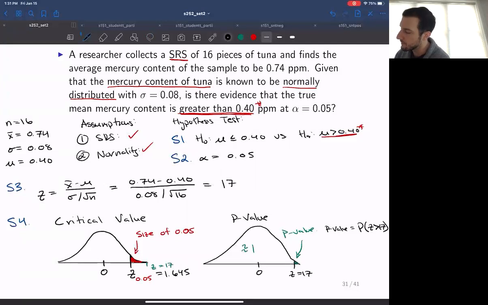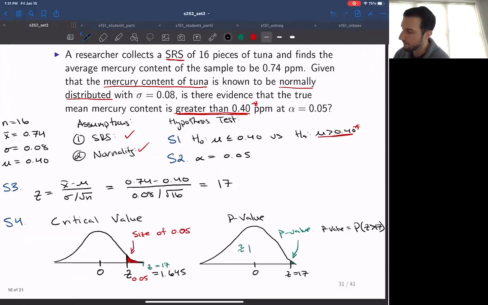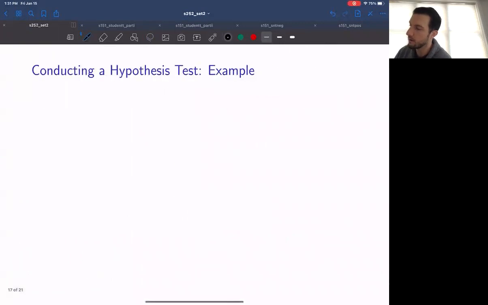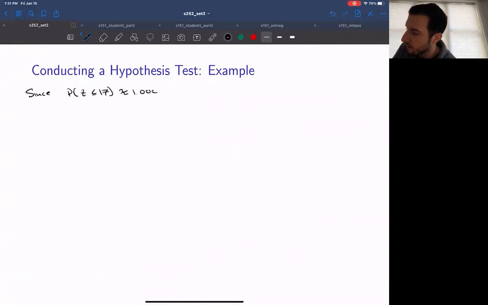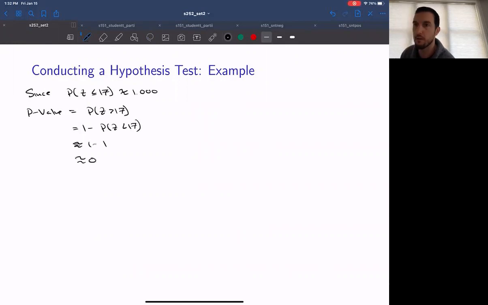The p-value, let me just write this on the next slide. Since the probability that Z is less than or equal to 17 is approximately equal to 1, the p-value, which is the probability Z exceeds 17, which is equal to 1 minus the probability that Z is less than or equal to 17, is approximately equal to 1 minus 1, which is approximately 0.